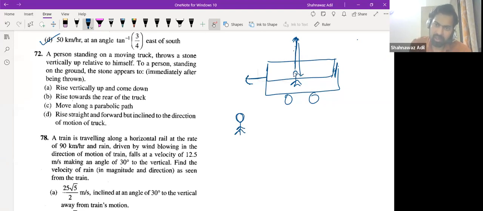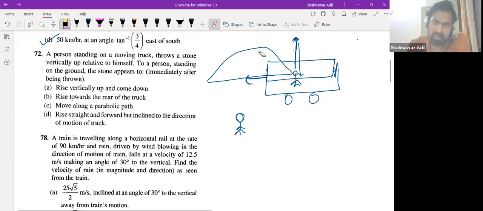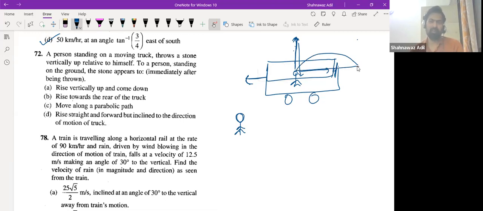So then this truck will move like this, right? Is that clear? So relative velocity would be in this way, right? If we calculate the relative velocity, we have to take it in this direction. So this would be in this, right? Is this part clear?